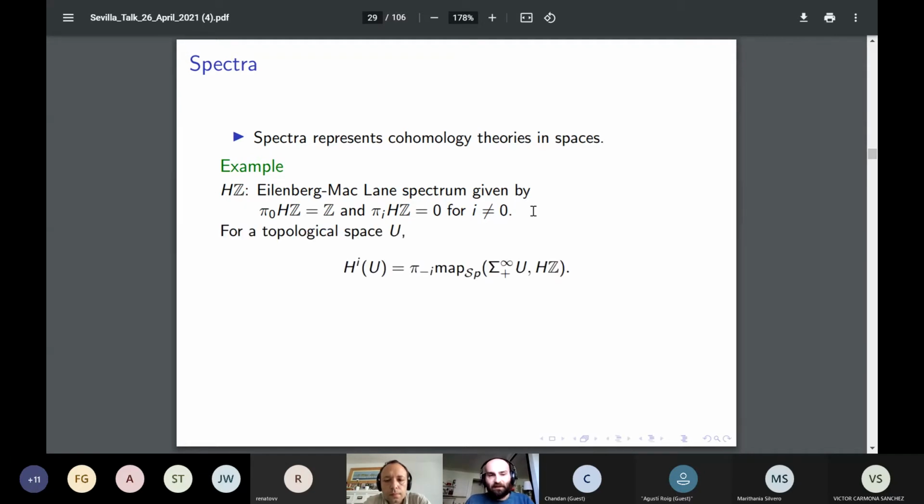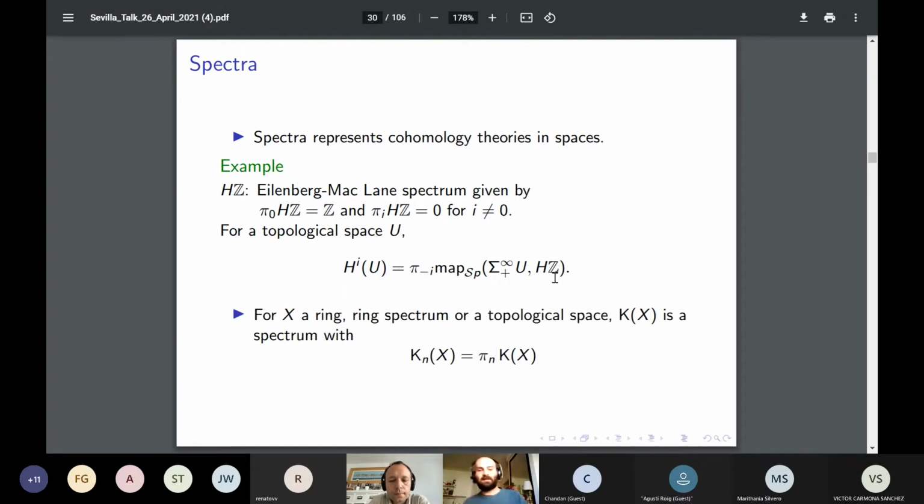So there is a spectrum, and if you have a topological space U, then the degree i cohomology of that space is the negative i homotopy group of the mapping spectrum from the suspension spectrum of U into the Eilenberg-MacLane spectrum. So this is why we say the Eilenberg-MacLane spectrum represents ordinary cohomology theory. And the interesting thing is that for every spectrum, you obtain a cohomology theory on topological spaces, and for every cohomology theory, there is a spectrum that gives that cohomology theory.